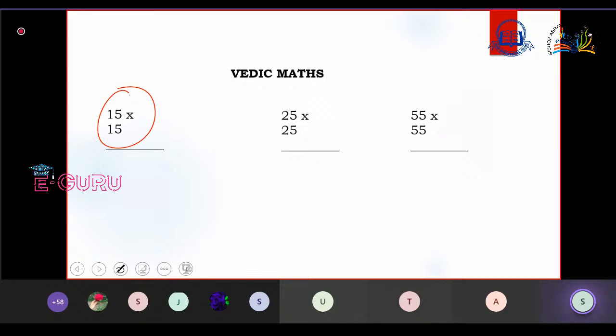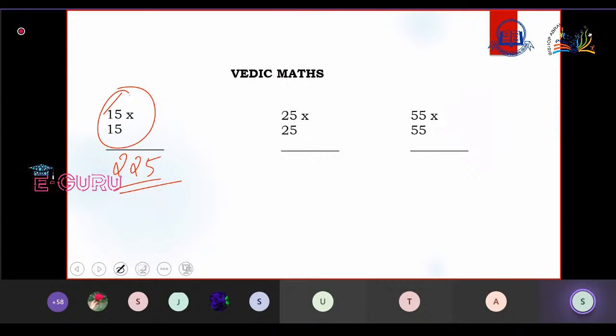Here, 15 into 15: in the unit place, 5 plus 5 is 10, and the remaining digit is 1, which is common for both, right? So then we will do another technique. 5 into 5, we directly multiply and write 25. And the first part we get from this digit and its next number. So 1 and the next number of 1 is 2, right? So 1 into 2 becomes 2. So we will get 225.